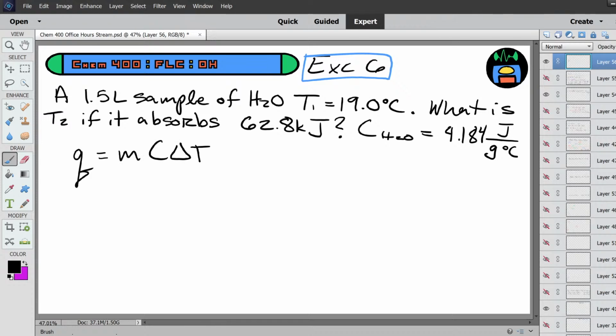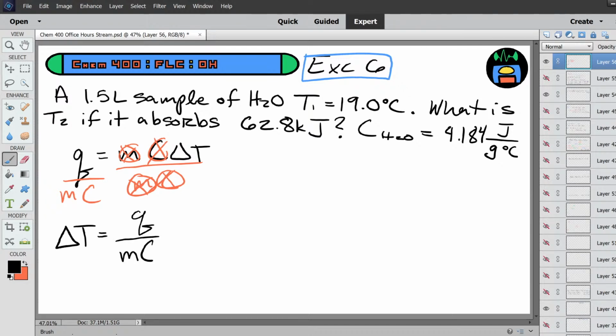Q equals mcΔT. We're going to divide both sides by mass and specific heat, so we isolate delta T on one side of the equation. Our change in temperature is equal to Q divided by mass times specific heat.